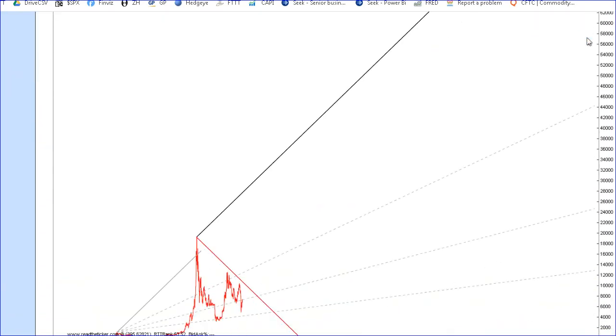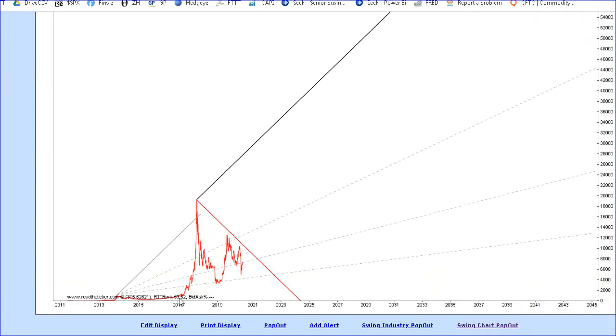Now we're going to look at Bitcoin on a Gann angle price chart. Once again, the big rally we had here, there was no futures market started until where my cursor is right here. So people were just buying. The demand was strong, no supply, and it just bid it up.